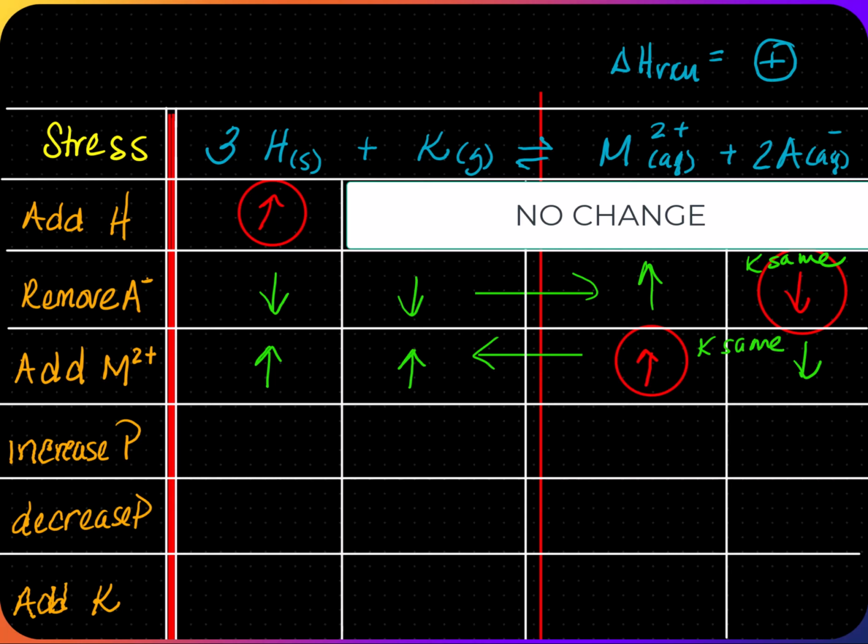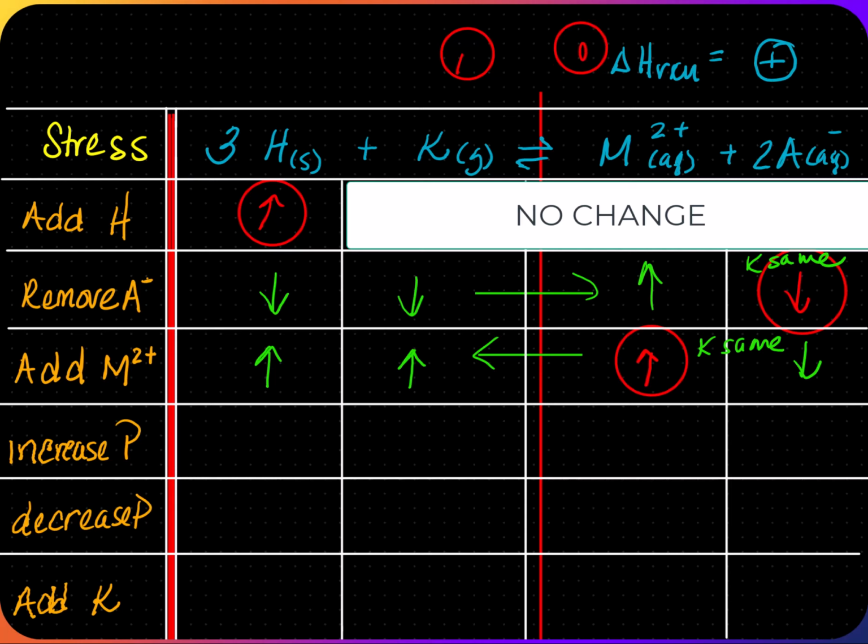If I increase pressure or decrease pressure, the first thing I need to do is count the number of moles. On the reactant side, there is only 1 mole because H is a solid. Only K is a gas. On the product side, I have 0 moles because both of my products are aqueous.